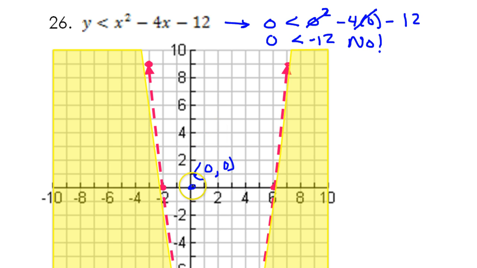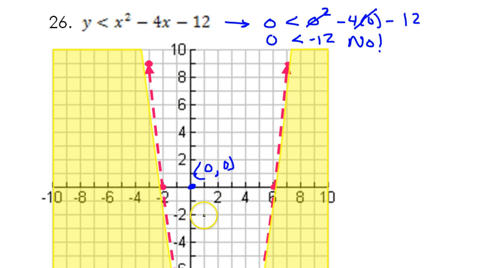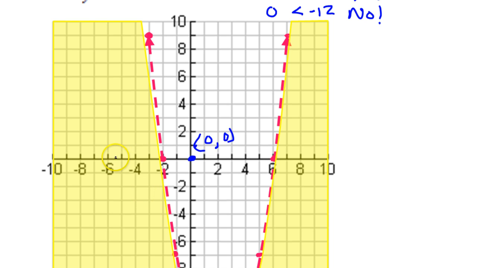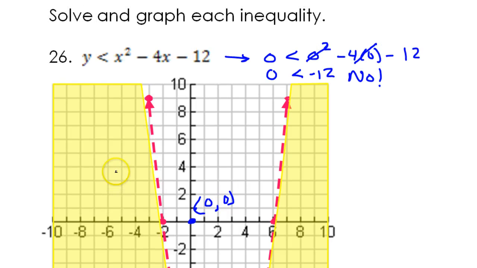So that meant that 0, 0 is not a solution to this inequality. So that meant none of the stuff in here would be a solution, which means that the solutions must be the things that are outside the parabola. Alright, so it makes sense with what we put. So now you know two ways to do it.